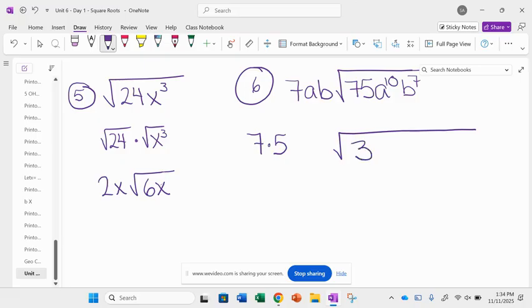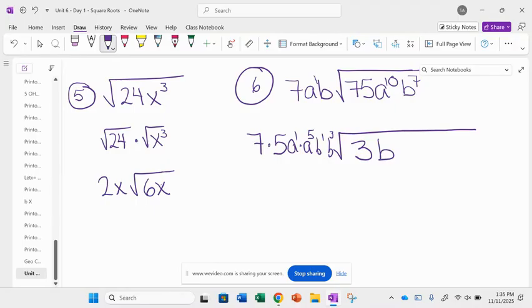Okay, a to the 10th power. 10 divided by 2 is 5. So that means there's going to be an a to the 5th on the outside, but isn't there already an a to the 1st on the outside? All right, we'll deal with that later. And then 2 goes into 7 how many times? 3. So b to the 3rd is going on the outside. And what's the remainder? B on the inside.